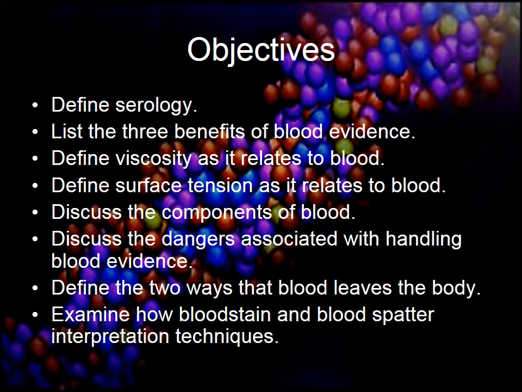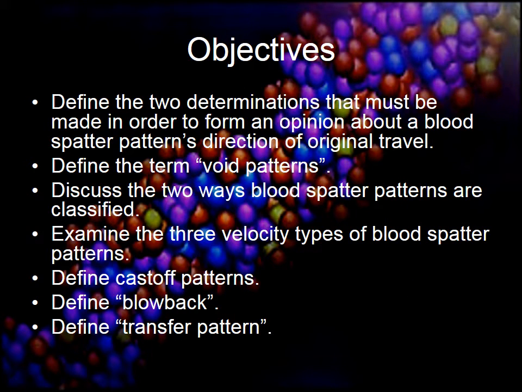So in these two video presentations we're going to talk about serology, the benefits of blood evidence, what viscosity and surface tension mean, the components of blood, the dangers associated with handling blood evidence, two ways that blood leaves the body in a general sense, blood stain and blood spatter interpretation, two determinations that must be made in order to form an opinion about a blood spatter's direction of travel or origin, and define the term void patterns, two ways blood spatter patterns are classified, velocity types with blood spatter, cast-off patterns, what blowback means, and patterns.